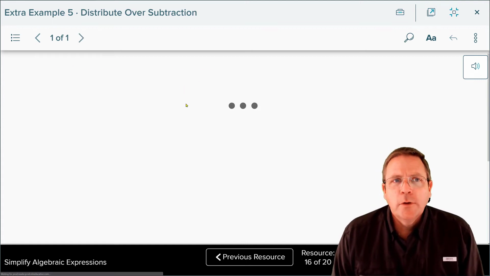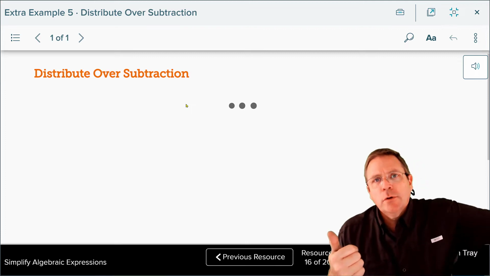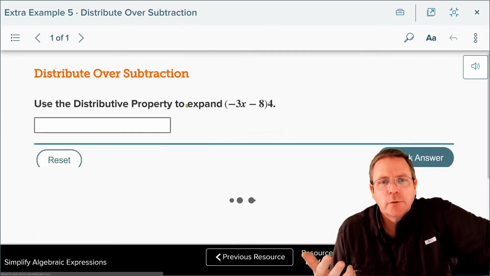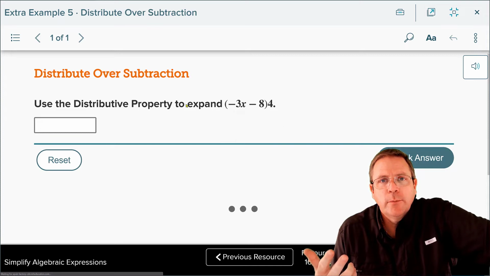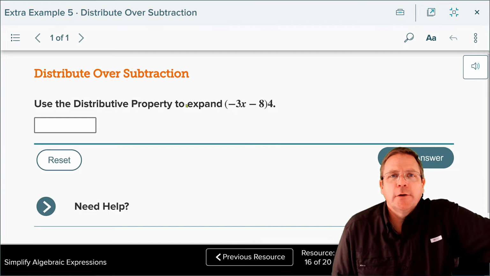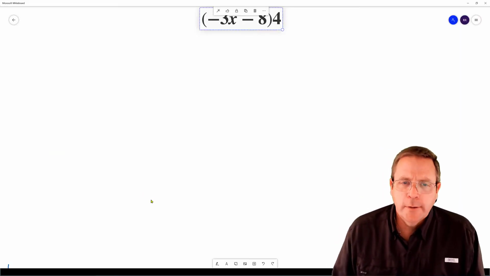From here, it's going to be your turn to take and solve this problem on your own. Make sure you're making your pretty problem ugly. Make sure you're showing me your distribution where you're distributing the 4 through the grouping symbol, and then make your ugly problem pretty again before putting in your final answer. Did you get it right?